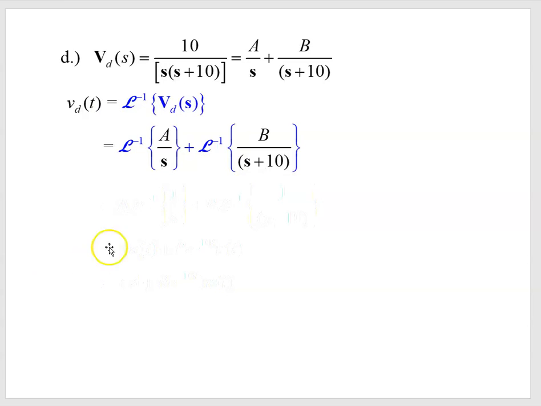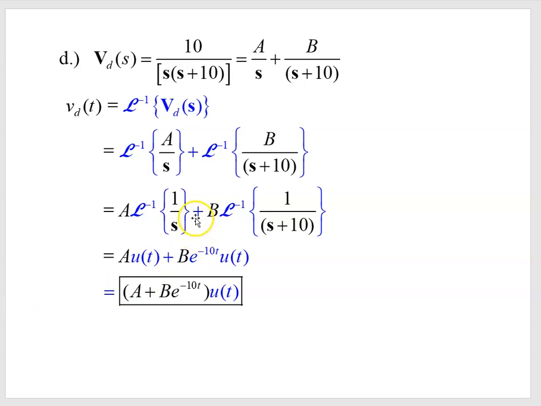That's the shifting function. So our inverse Laplace transform of V of D, that's A over S, plus inverse Laplace transform of B over S plus 10. This is going to give us our unit step function, A times our unit step. This is our frequency shift function. We multiply, we get 1 over S. It's shifted, but the S is added 10, so that we multiply it by our U of t by e to the negative 10t U of t. And we're using our frequency shift property to do that. And then we can get our result.